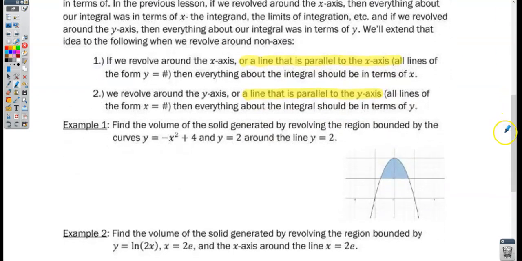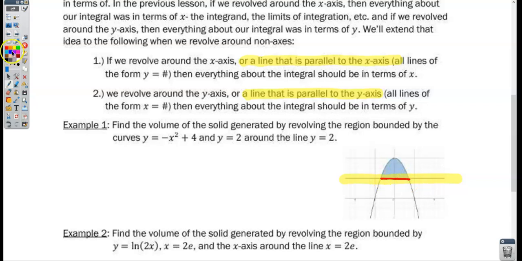Very short lesson here. Example 1. Find the volume of the solid generated by revolving the region bounded by the curves y equals negative x squared plus 4 and y equals 2 around the line y equals 2. So this is the line that we're revolving the region around, and it forms an entire boundary of the region. So we're going to use the disk method.